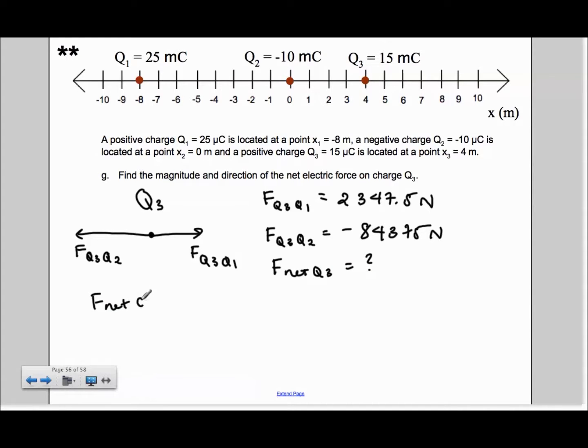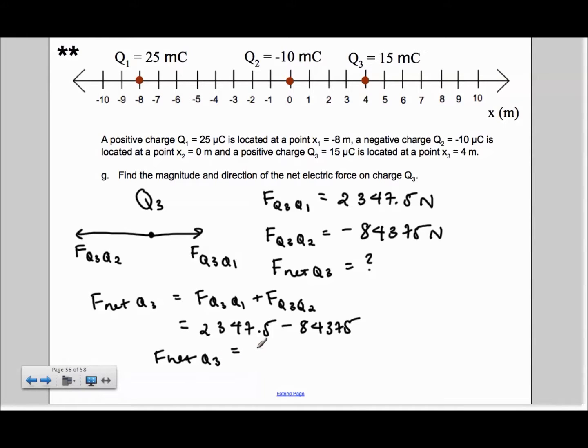So the net force on Q3 is equal to the force on Q3 due to Q1 plus the force on Q3 due to Q2. Plugging in the numbers, we get that net electric force is equal to 23,437.5 minus 84,375 newtons, since adding a negative is equal to subtracting it. So net electric force on Q3 is equal to negative 60,937.5 newtons, and this will go to the left, since the sign on this net electric force is negative.